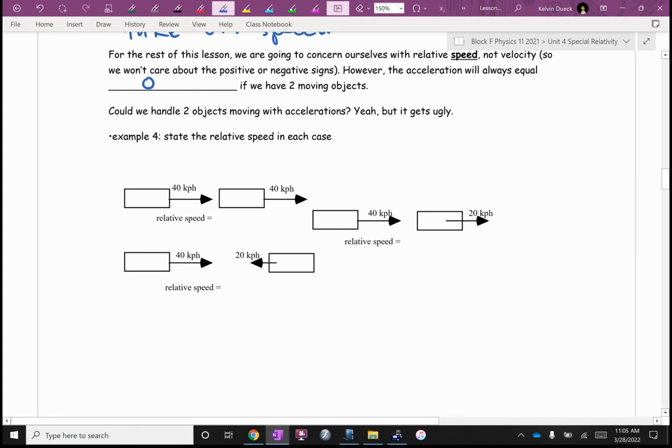Could we handle two different accelerations? Yeah. If you're bored sometime, I can show you. It gets ugly and it's not that interesting.